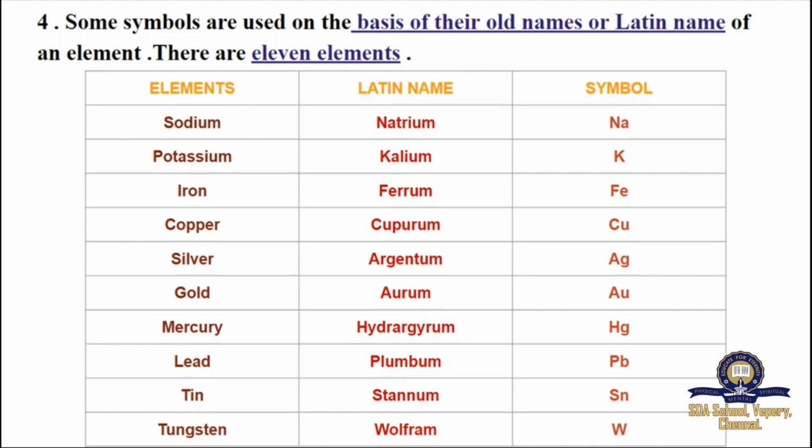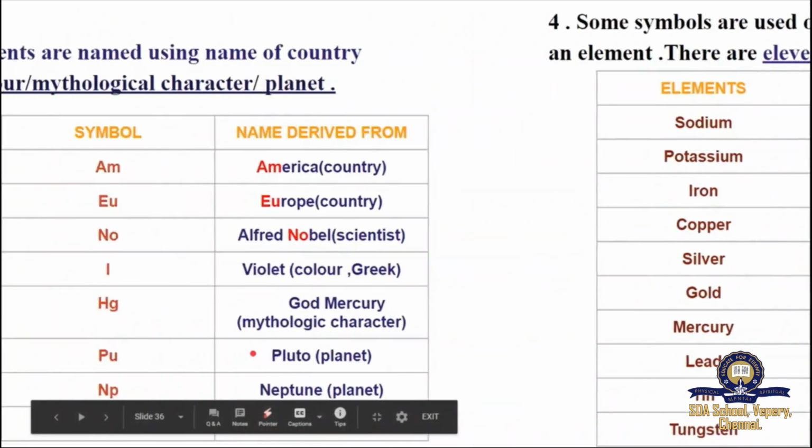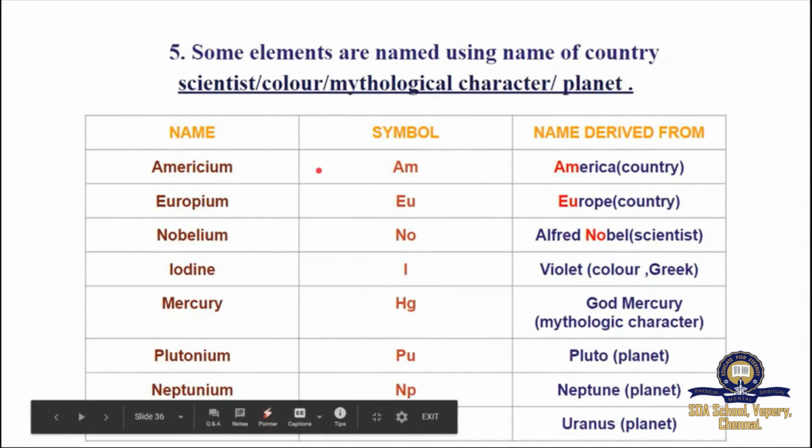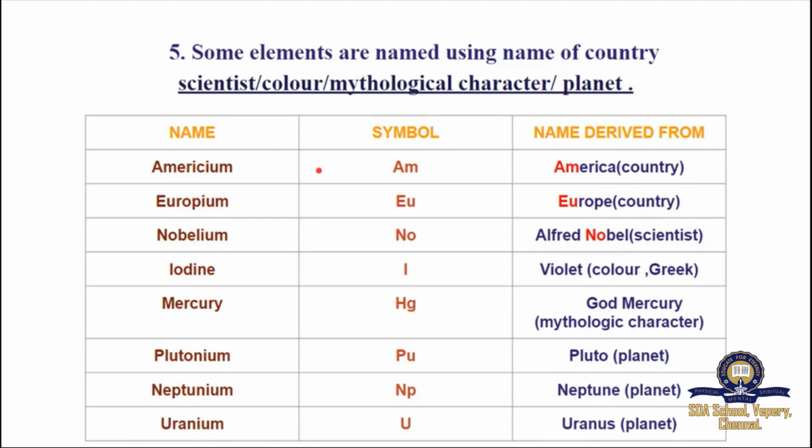Next, we will see the last type. Some elements are named using the name of a country, scientist, color, mythological character, or planet. Come, we will see. For the name americium, the symbol is Am, and the name is derived from America.